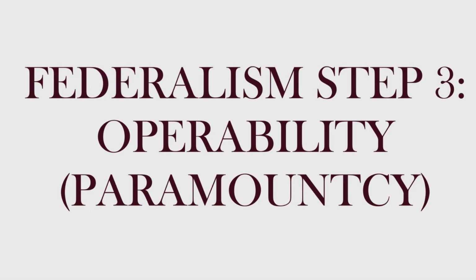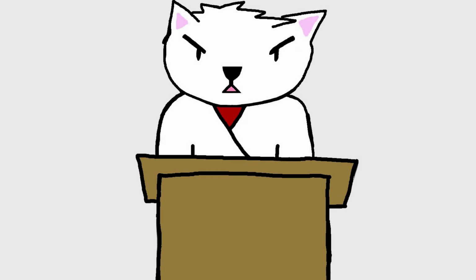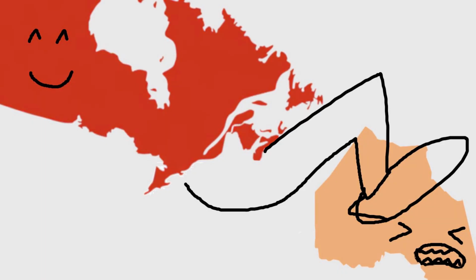The last step of the test is that of operability, or paramountcy. According to Sections 95 and 92(1) of the Constitution, agriculture, immigration, and interprovincial natural resource export are recognized areas of shared jurisdiction with federal supremacy. Pensions and supplementary benefits are shared as well, but with provincial supremacy under Section 94A. Otherwise, under the judge-made rule of federal paramountcy, provincial laws are inoperable insofar as they conflict with federal law.